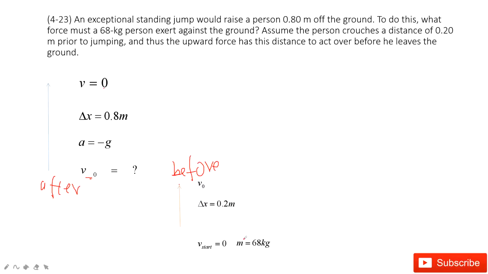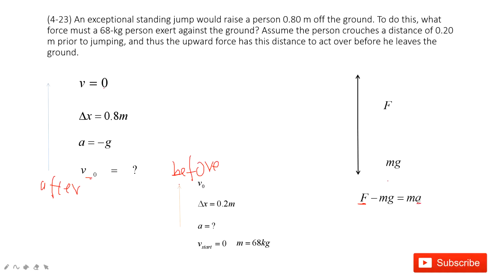The mass for this person is given. We want to know the force, right? So now we look at the part before the jump. At this part, we can see what forces act on the person. First, gravity acts on this person, and also the force from the ground on the person. Do you agree? That is F. Considering Newton's second law, the net force equals mass times acceleration. So F minus mg equals mass times acceleration. In this equation, we want to find the force. It looks like we need to know acceleration first.